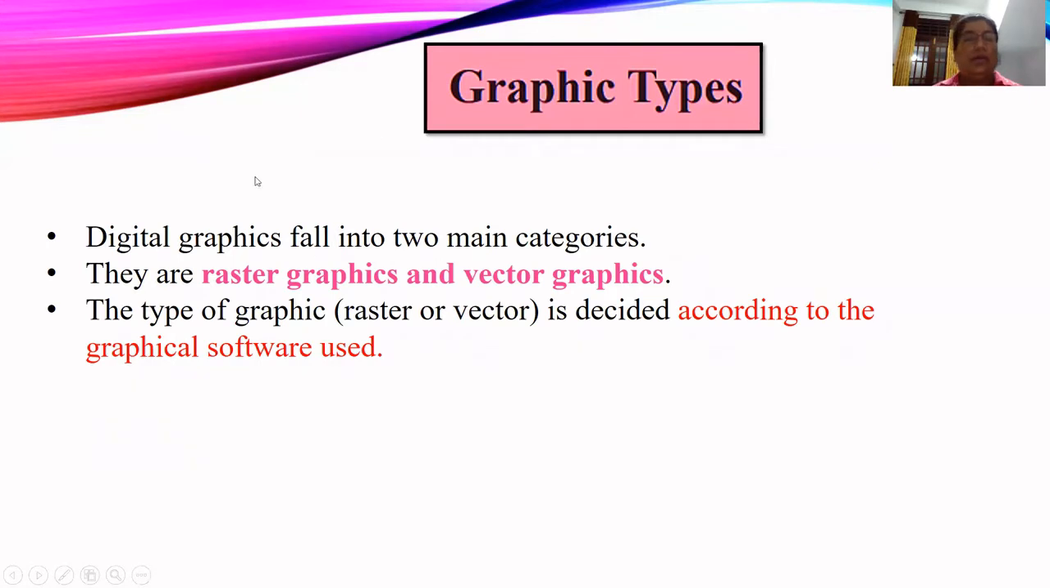Next one here, graphic types. Now I am going to discuss with you classification number 2. Please write down classification number 2. What is that? Raster graphics versus vector graphics, right? Write down in your book classification number 2: raster graphics and vector graphics, right?